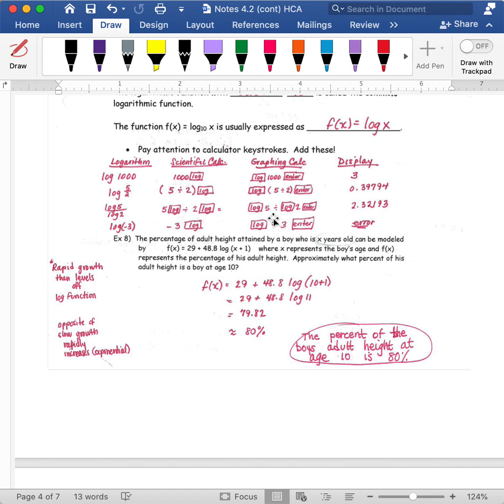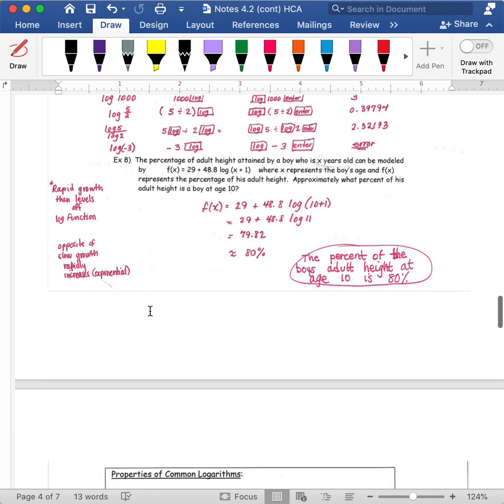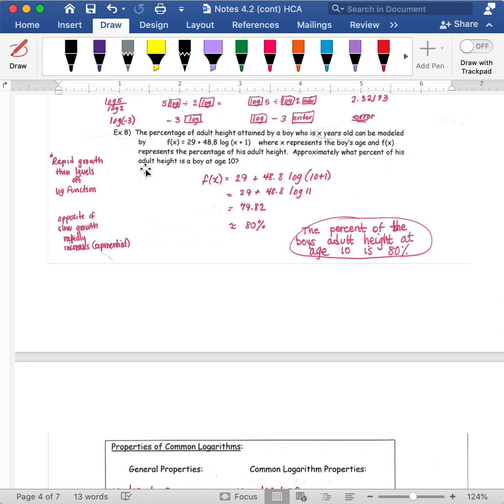So just be cognizant of that. Here's an application problem. The percentage of adult height attained by a boy who is X years old, so now we're identifying that X is how old the boy is, can be modeled by this function right here, where X again represents his age, and f of X, or the Y, represents the percentage of his adult height.